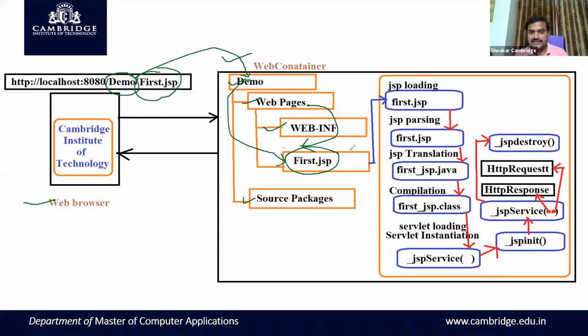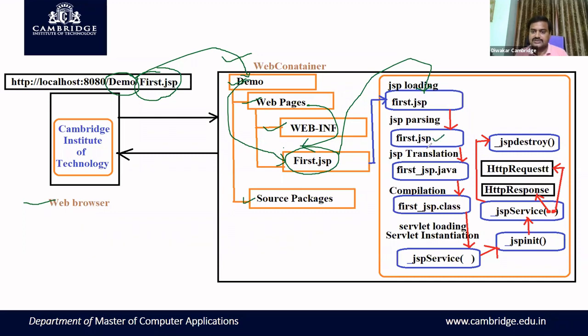The first.jsp will be loaded in the memory. So after loading the first.jsp, what happens here? The parsing takes place. What does parsing mean? Checking the syntax errors of the tags in the JSP. That is what you call parsing. After parsing, it will be converted to first.jsp.